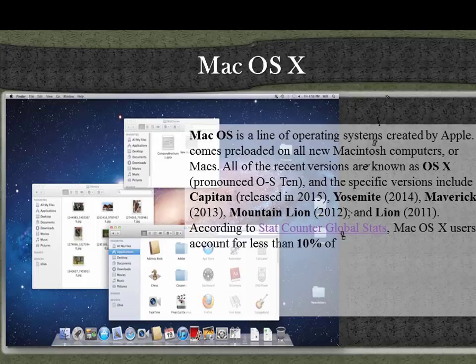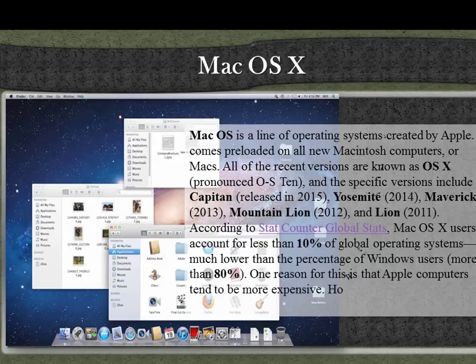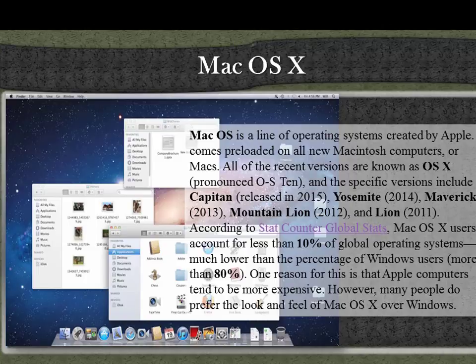Mac OS X users account for less than 10% of the global operating system market, much lower than that of Windows users, who are more than 80%. That's according to StatCounter Global Stats. One reason for this is that Apple computers tend to be more expensive. However, many people do prefer the look and feel of Mac OS X over Windows.